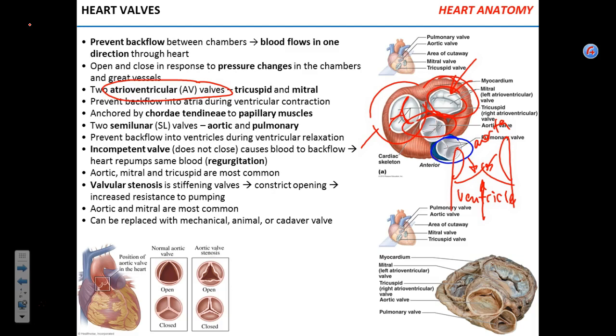A lot of problems associated with valves. When they do not close completely, incompetent valve causes the backflow. So basically, it's like, I mean, you can hear the sound. It's called regurgitation of the blood.